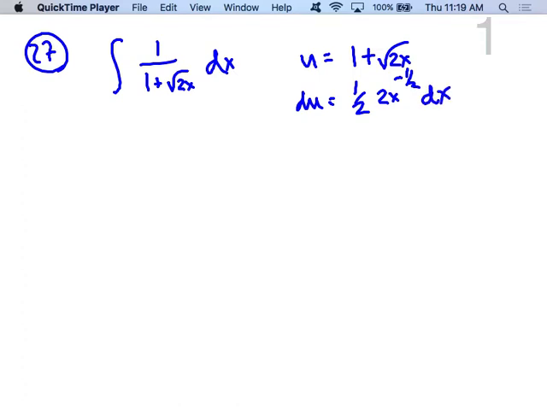Okay, let's see. This will cancel, that makes our lives easier. And this is 1 over the square root of x dx, which equals du, so the square root of x du is equal to dx. I don't know why I assigned this problem.